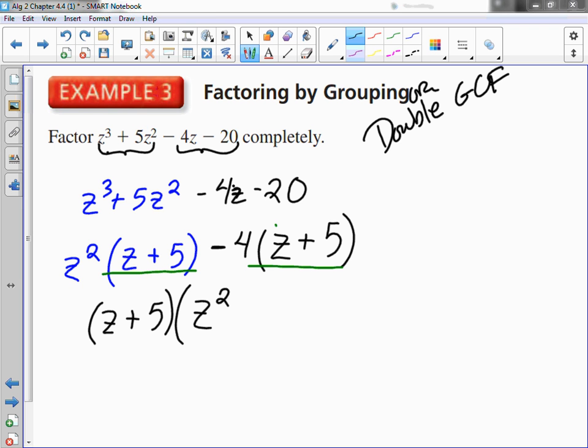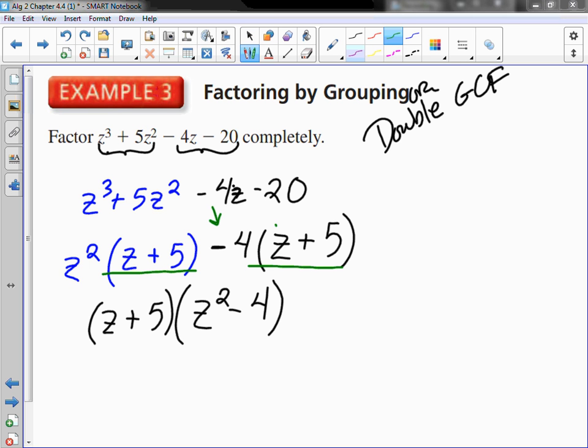If I factor z plus 5 out of the first, I'm left with z squared, yes? If I factor it out of the second, I'm left with negative 4. This is why I factored out the negative 4, because when I factored out the negative, it made both of those terms positive. So they matched. That's what grouping is: we're really doing greatest common factor twice, because when I factor the first term out of both of the ones we grouped, it gave me something in common with both of them that I could factor out again.